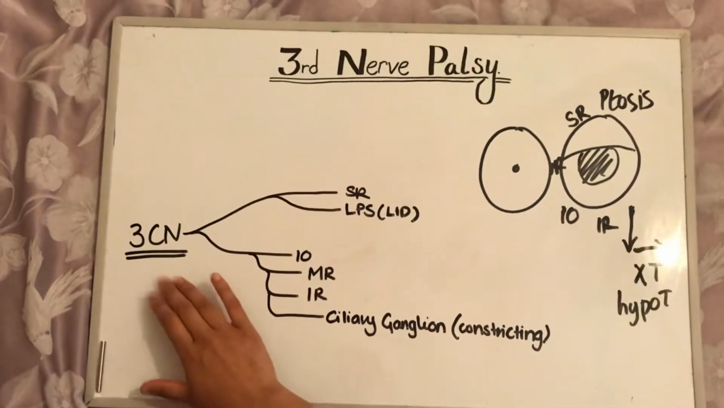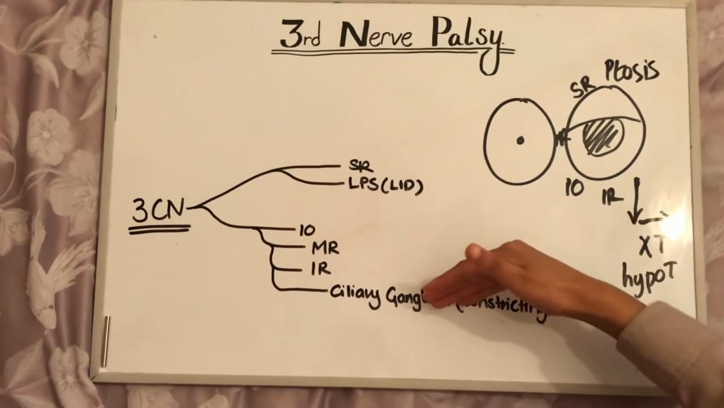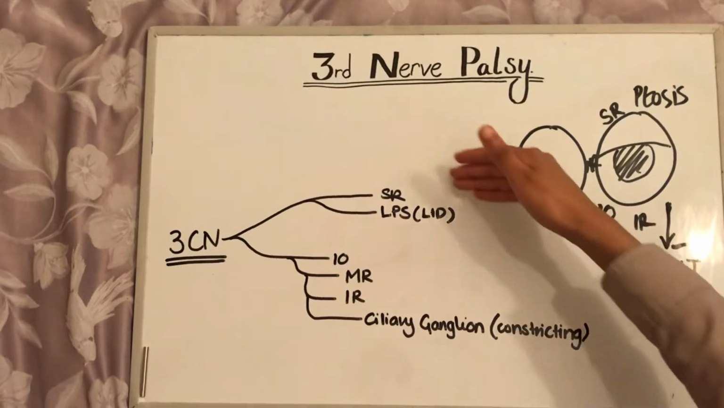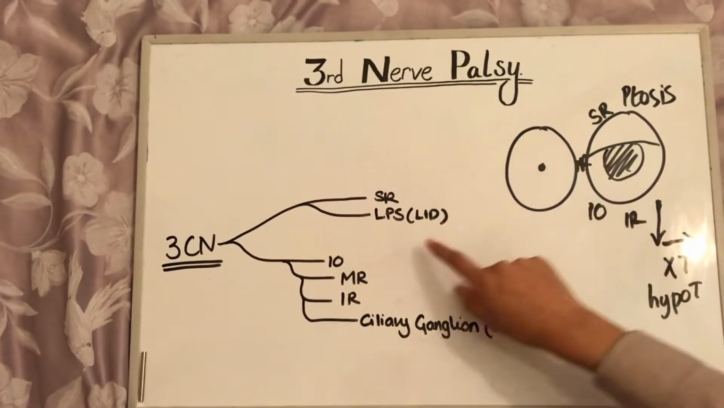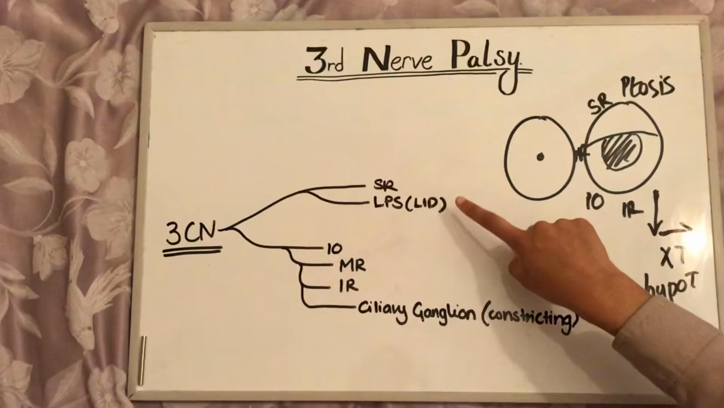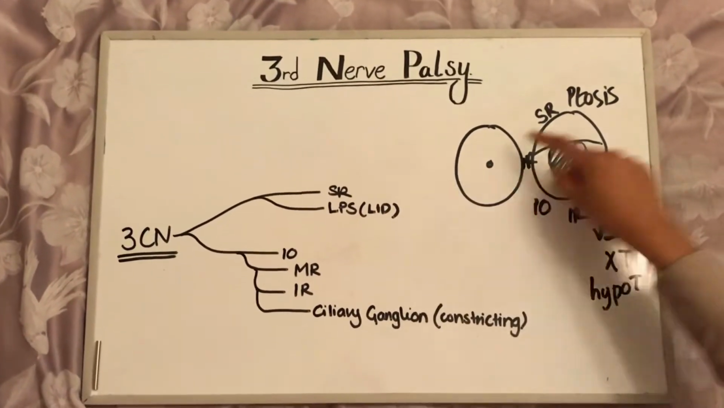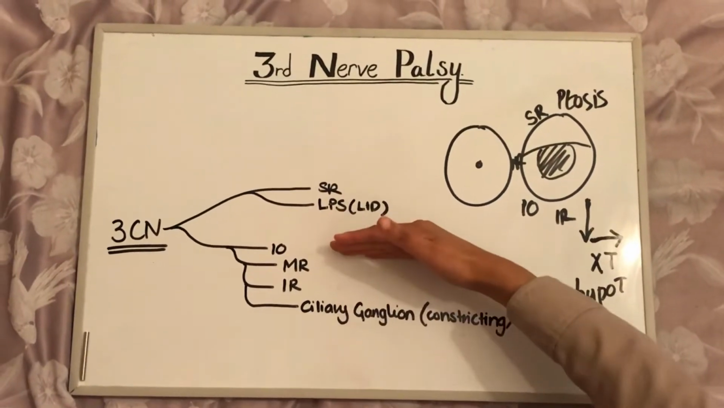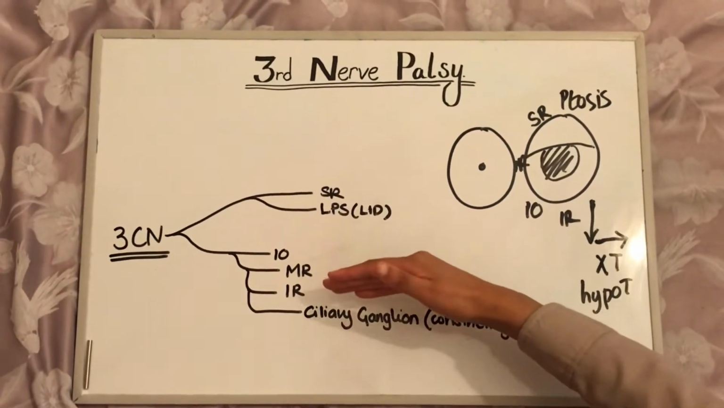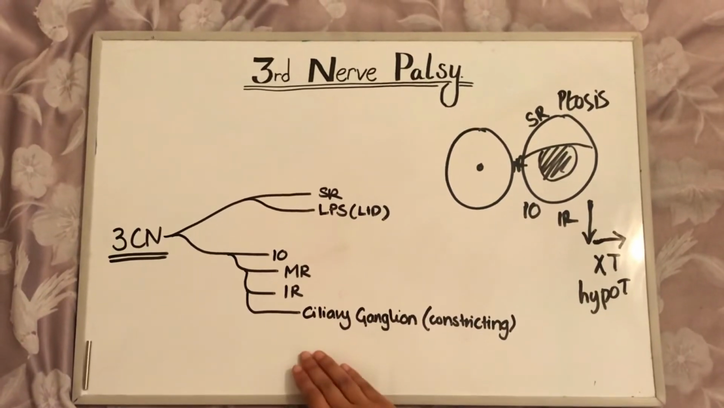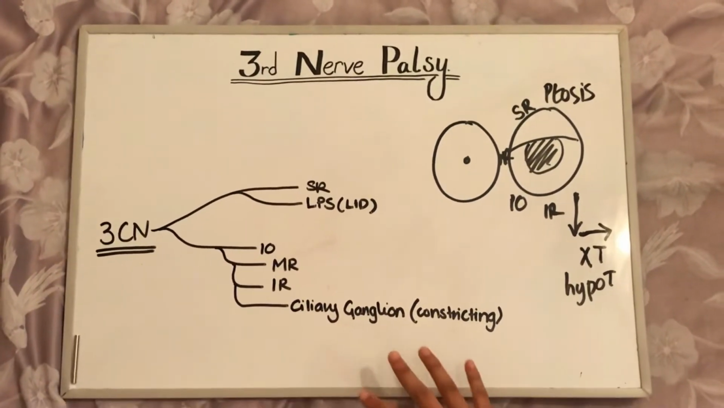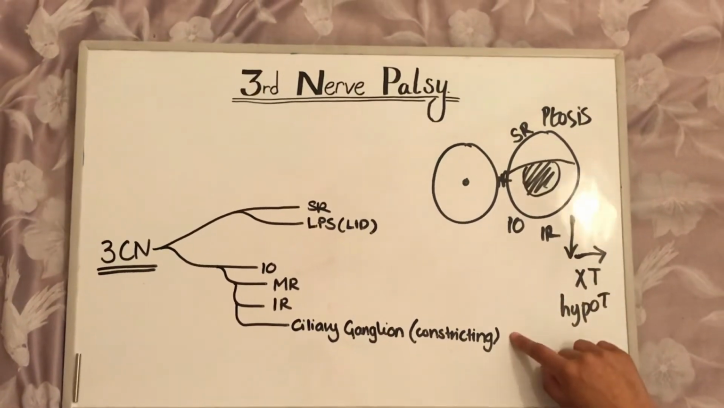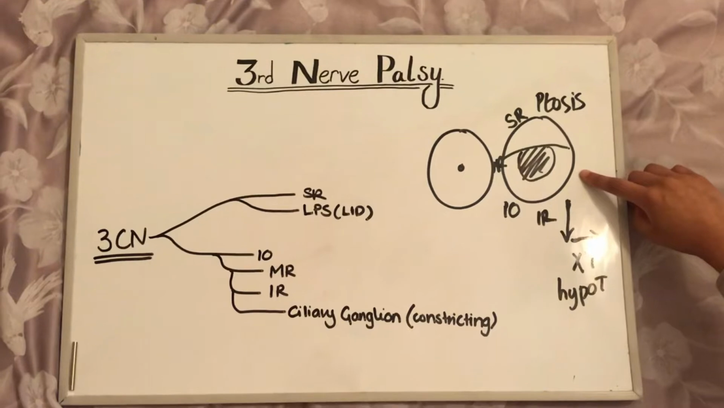So the third nerve has two branches, the superior branch and the inferior branch. The superior branch supplies the superior rectus and the levator, which is the muscle in charge of your lid. And this is the reason we have the ptosis here. Now the inferior division supplies the inferior oblique, the medial rectus, and the inferior rectus. And it also supplies the ciliary ganglion cells, which are used for constricting the pupil. And this is the reason we might have a dilated pupil.